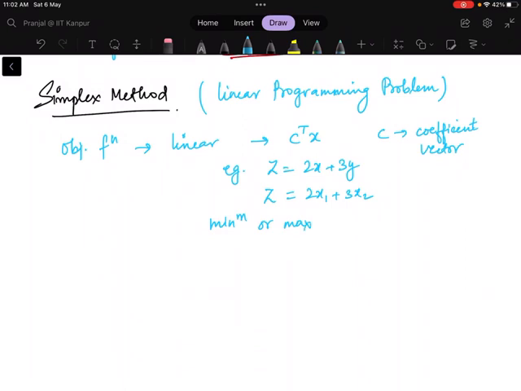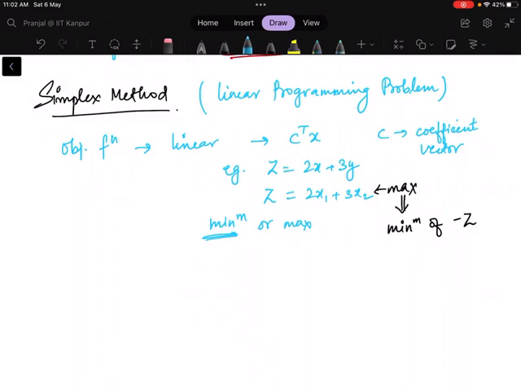But for the simplex case we will consider the minimization case only, because this is essential for the simplex algorithm to work. An easy way to do so: whenever you have, let's say, maximize z, you can convert it into minimization of minus z, subject to the same constraints.